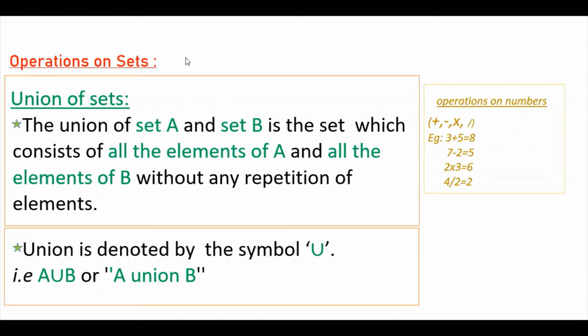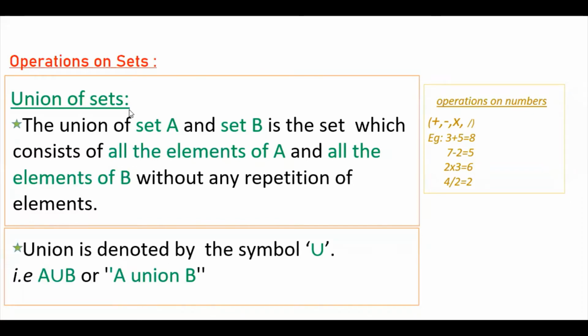I am going to tell operations on sets. Those are union of sets and intersection of sets. Here I am going to tell about union of sets. We know that for operations on numbers, we use the symbols plus, minus, multiplication and division. Like this, we use symbols for adding and subtracting numbers. Similarly, we use operations on sets. For union of sets, we use the union symbol. For union, you have to use this symbol.